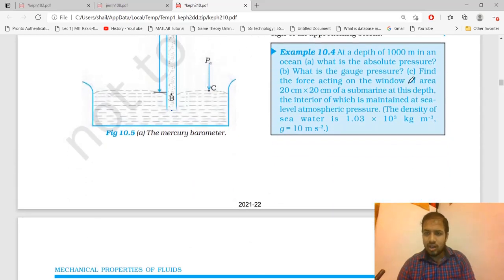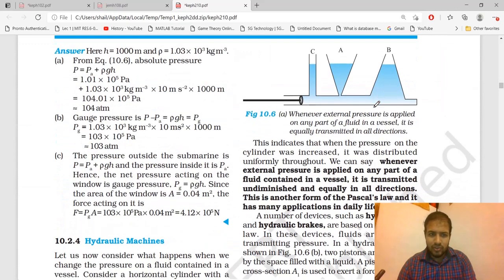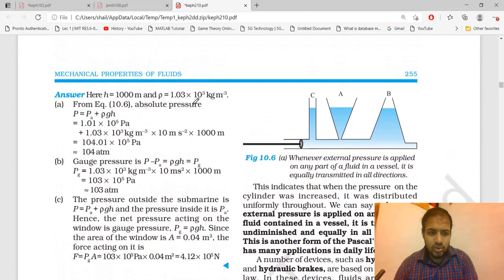Now at a depth of 1000 meters in an ocean, what is the absolute pressure? What is the gauge pressure? Find the force acting on the window of area 20 by 20 centimeters of a submarine at this depth, the interior of which is maintained at sea level atmospheric pressure. The density of the sea water is 1.03 into 10 to the power 3. So inside the submarine there is atmospheric pressure. So h is given, rho is given, we can calculate P.